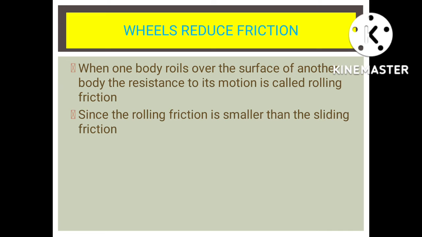When one body rolls over the surface of another body, the resistance to its motion is called rolling friction. The rolling friction is smaller than the sliding friction.